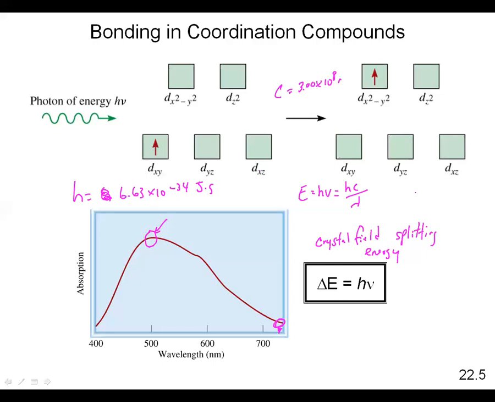And wavelength is your lambda, and the nu here is your frequency. So much like a traditional energy calculation, if you know the wavelength of light, you can figure out the energy of that crystal field splitting. If you know the frequency as well, it will allow you to figure that out.